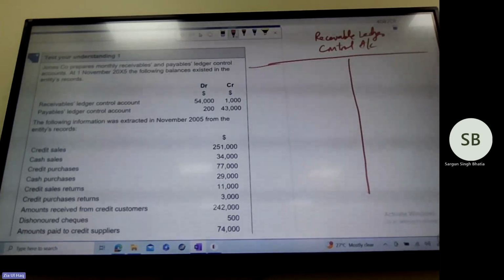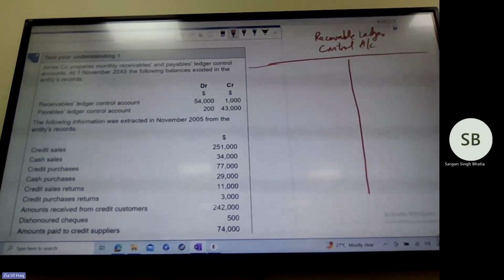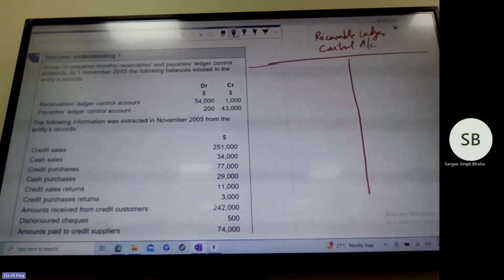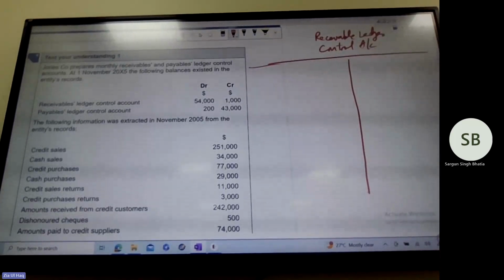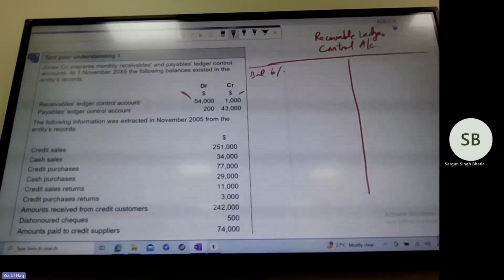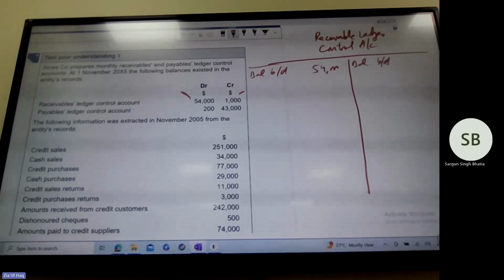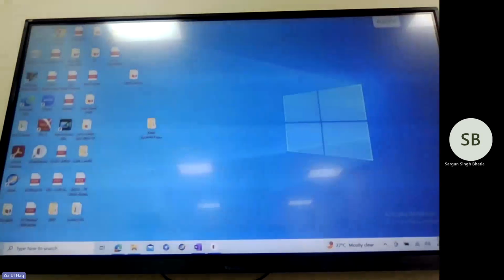Okay, Jones Company prepares monthly receivable and payable ledger control accounts at 1st November 20x5. The following balances existed in the entity's records. Receivable ledger control account debit balance is this, credit balance is this. This means balance brought down 54,000 here, and balance brought down 1,000 is here.